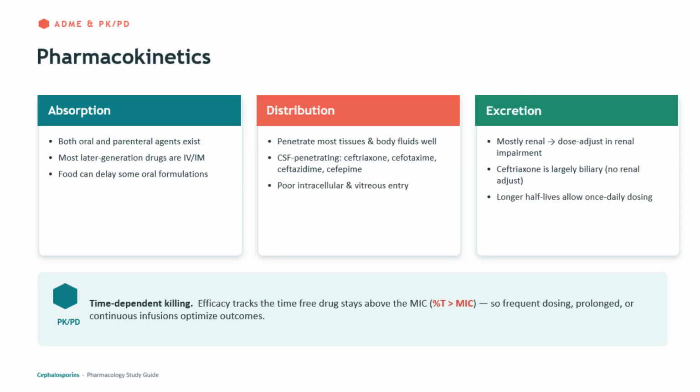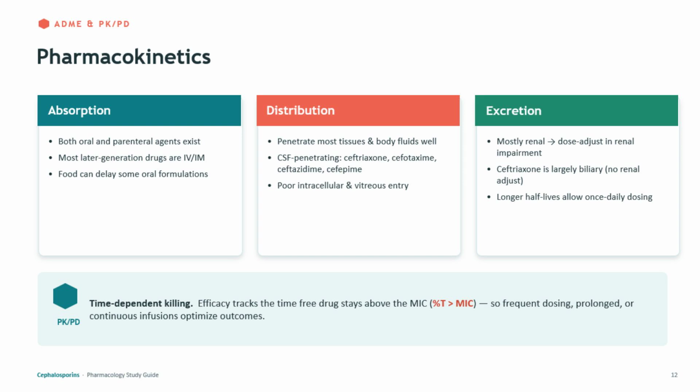Let's talk pharmacokinetics, the ADME story. For absorption, both oral and parenteral agents exist, though most later generation drugs are IV or IM only, and food can delay some of the oral formulations. For distribution, cephalosporins penetrate most tissues and body fluids very well. The ones that reach the CSF are ceftriaxone, cefotaxime, ceftazidime, and cefepime. Well worth memorizing, but they get poorly into intracellular and vitreous compartments.